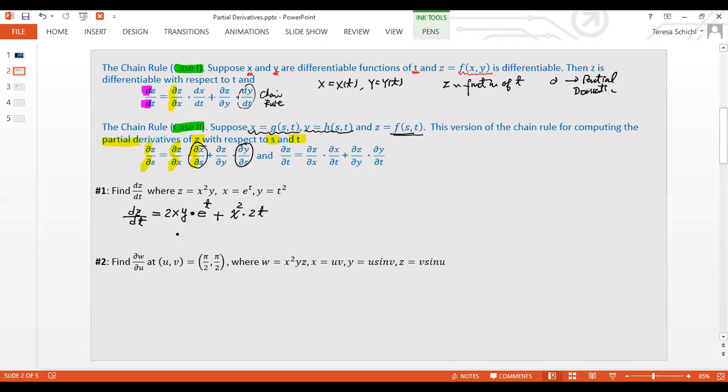Okay, so now after you finish, because we want the derivative dz/dt, you can substitute into all this. So this is 2 times e^t, and y is t squared, plus x squared, so it's (e^t) squared times 2t, all right? Then if you want, you can simplify a little bit. So this one will be equal to 2t squared e^(2t), right? So the first term, then plus 2t and e^(2t) also, all right?